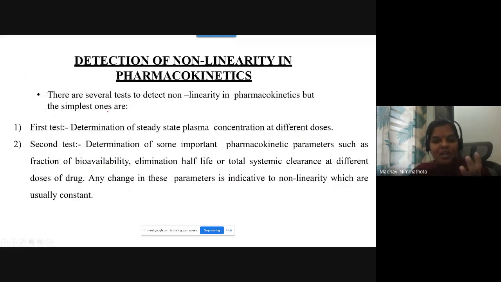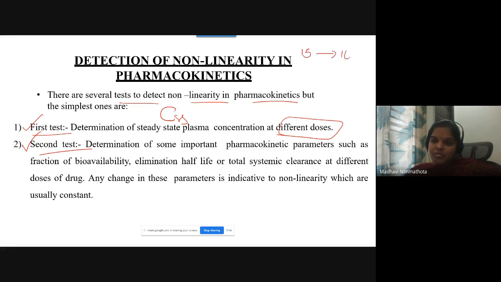So why does this non-linearity happen, and what are the tests to detect non-linear pharmacokinetics? There are several tests to detect the non-linearity in pharmacokinetics, but the simplest ones are the first test and the second test. First, how will you determine this non-linearity? Determination of steady state plasma concentration at different doses. So you are taking 15 mg instead of 10 mg, right? Here a 5 mg difference is there.